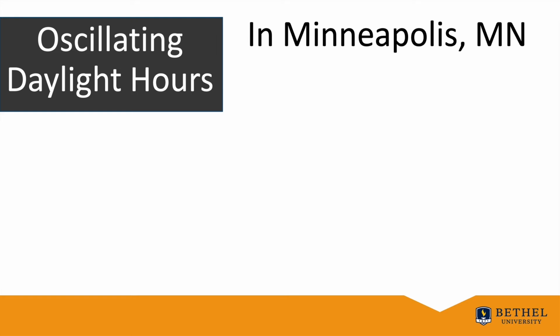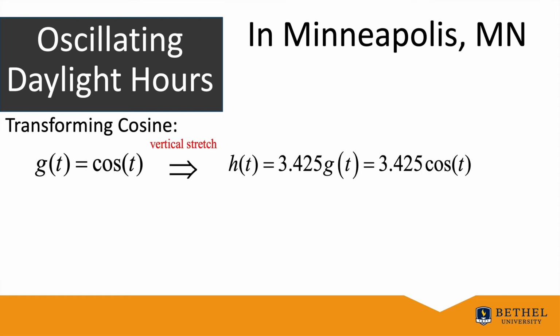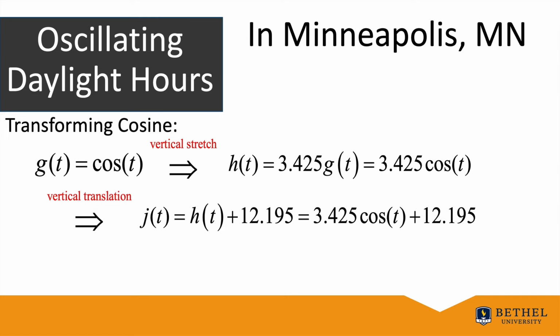Let's now use these transformations to come up with a formula for this function. We're going to transform the cosine function. Start with g of t equals cosine of t. It turns out to be best to do a vertical stretch first. Let h of t equal 3.425 times g of t, which is 3.425 times cosine of t. This takes the graph of cosine and transforms its amplitude from 1 to 3.425. Next, perform a vertical translation. Let j of t equal h of t plus 12.195. This now gives us a graph with the right amplitude and the right midline.